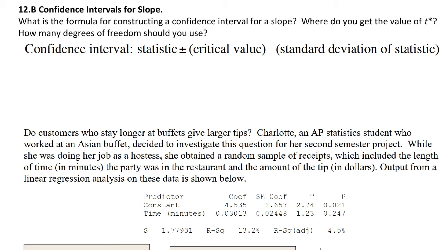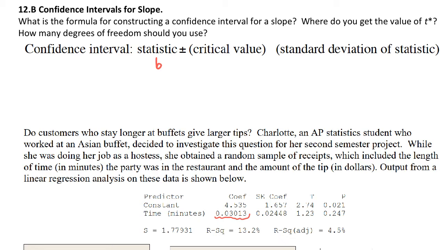But first, what is the formula for constructing a confidence interval for slope? I copied the main formula here from the formula sheet. So what is our statistic? We're trying to estimate the true slope, so that would be beta. We're going to use whatever the slope of our data was, and usually they give us the computer printout. So in this problem, we would use that number, 0.03013.